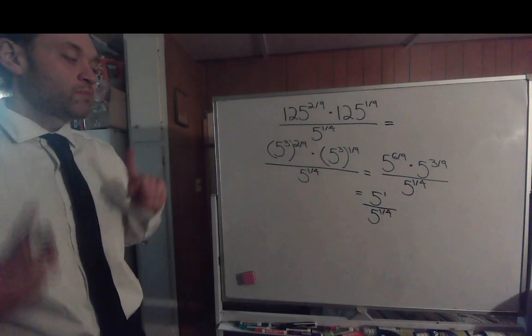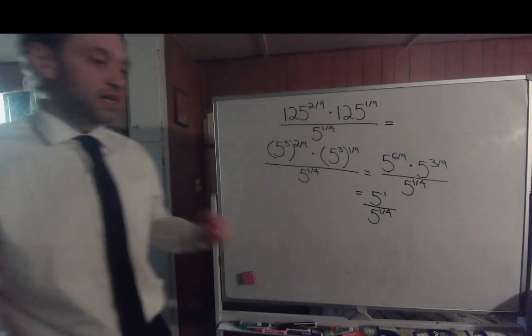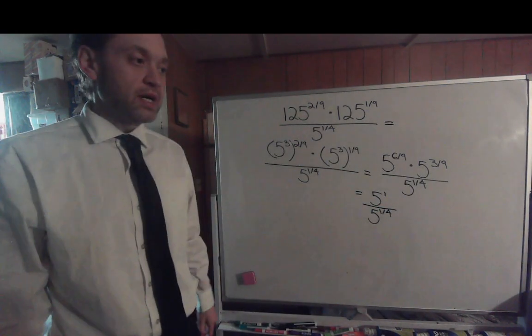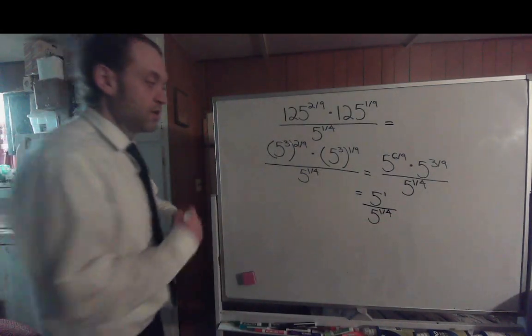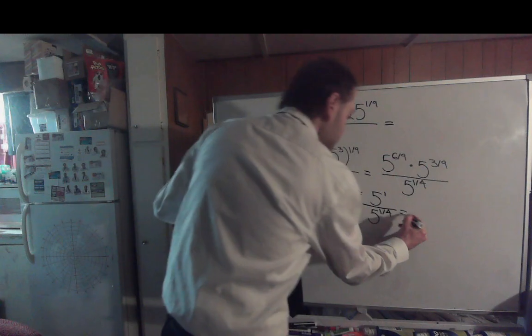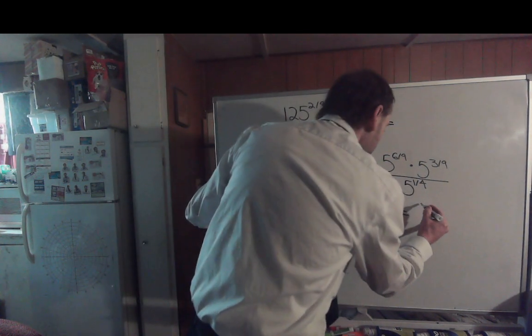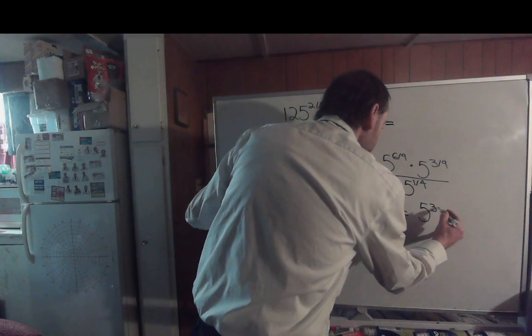Well, this is going to be a subtracting powers problem because you notice the power in the numerator is greater than that of the denominator. So if you take 1 minus 1/4, what do you get? You would end up getting 5 to the 3/4.